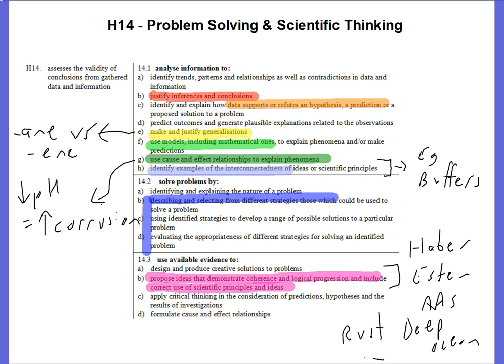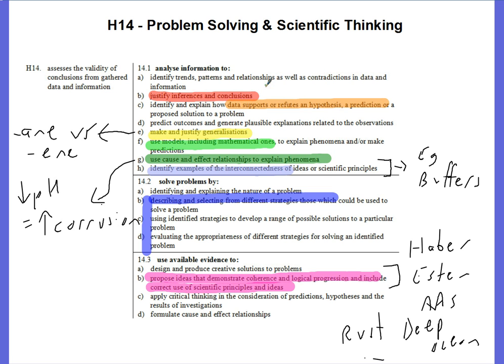First of all, justify inferences and conclusions. You need to know the difference between an inference and a conclusion. An inference is basically an estimation of what you think has happened based on your observations. It's not a hypothesis. If you walk into a room and your dog's sitting there and there's muddy footprints on the floor, you can probably infer that the dog left the muddy footprints there based on your observations.